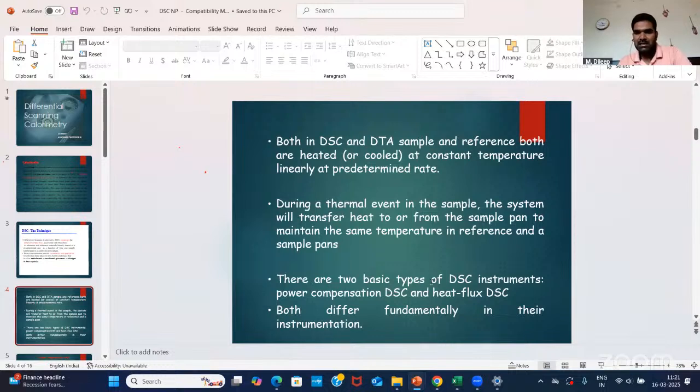There are two basic types of DSC instruments, that is power compensation DSC and heat flux DSC. These are the two types of DSC which we can observe. Both differ fundamentally in their instrumentation. Okay.